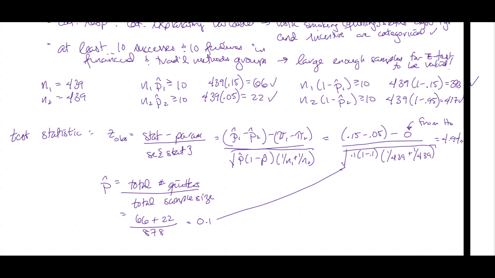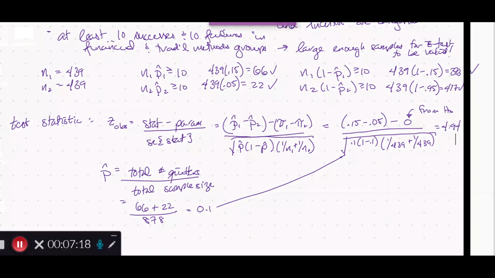Now my question to you, and I would like you to think about this, is this a big test statistic or a small one? That is, do I have a big z-score or a small z-score? And also, how would I interpret this? Please pause this video for just a moment and think about how you would answer that question.